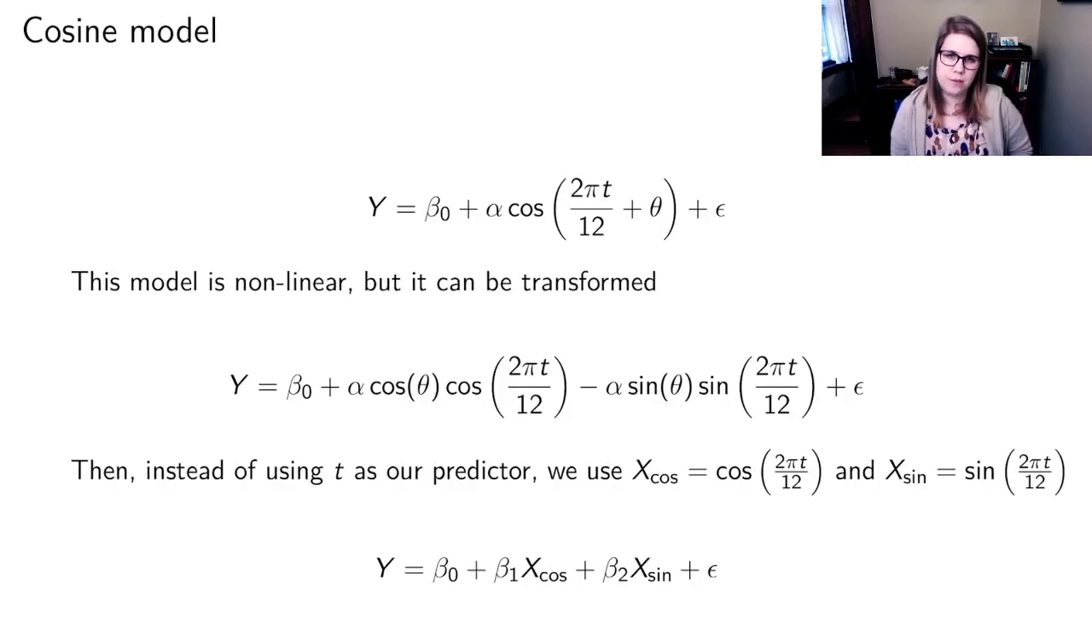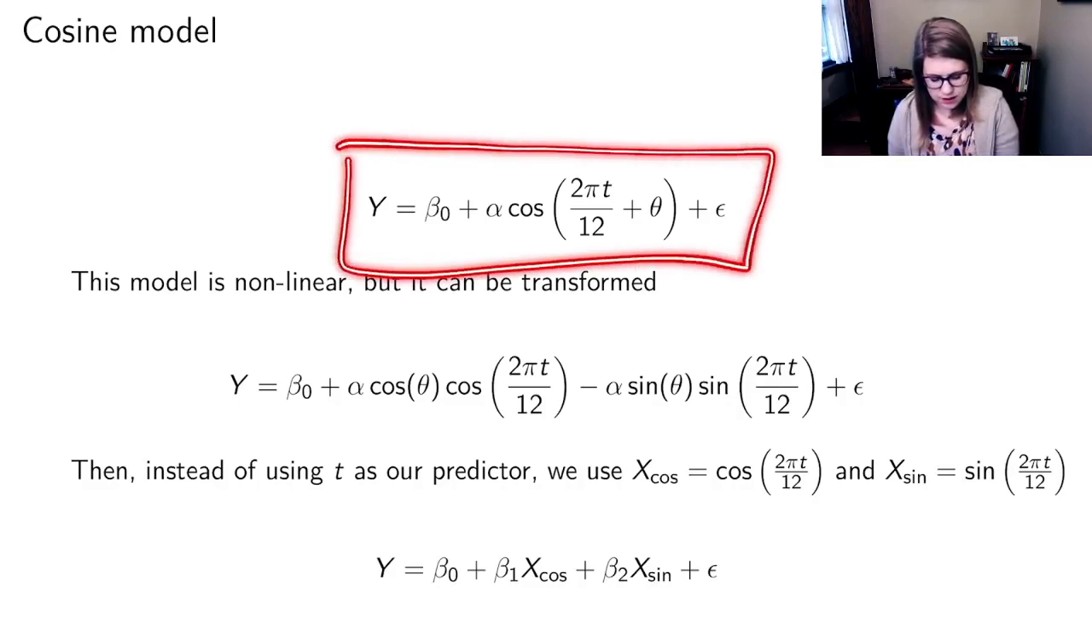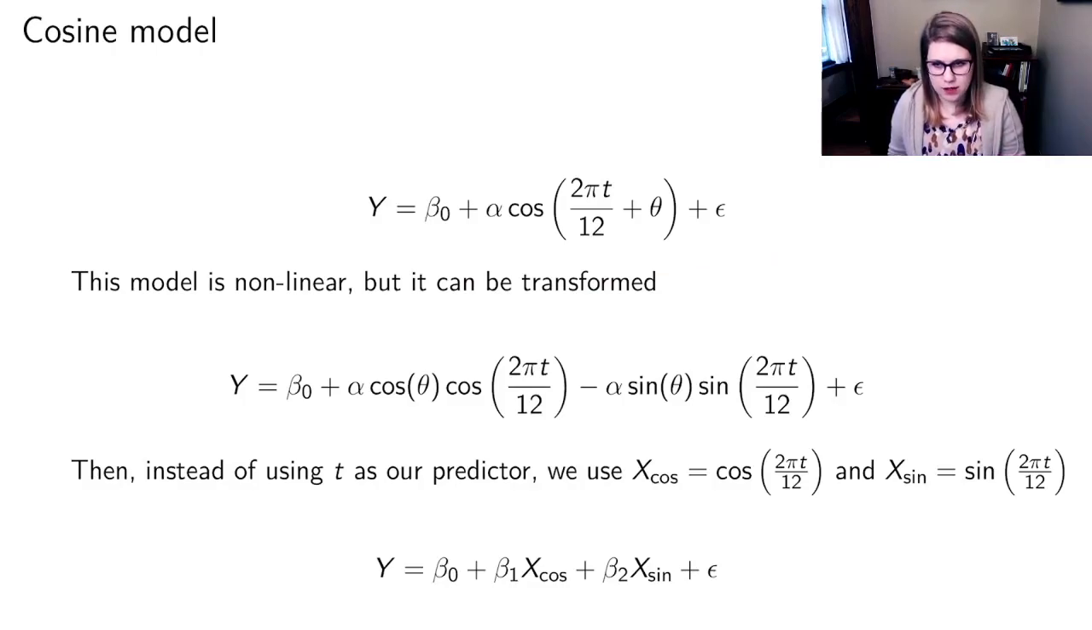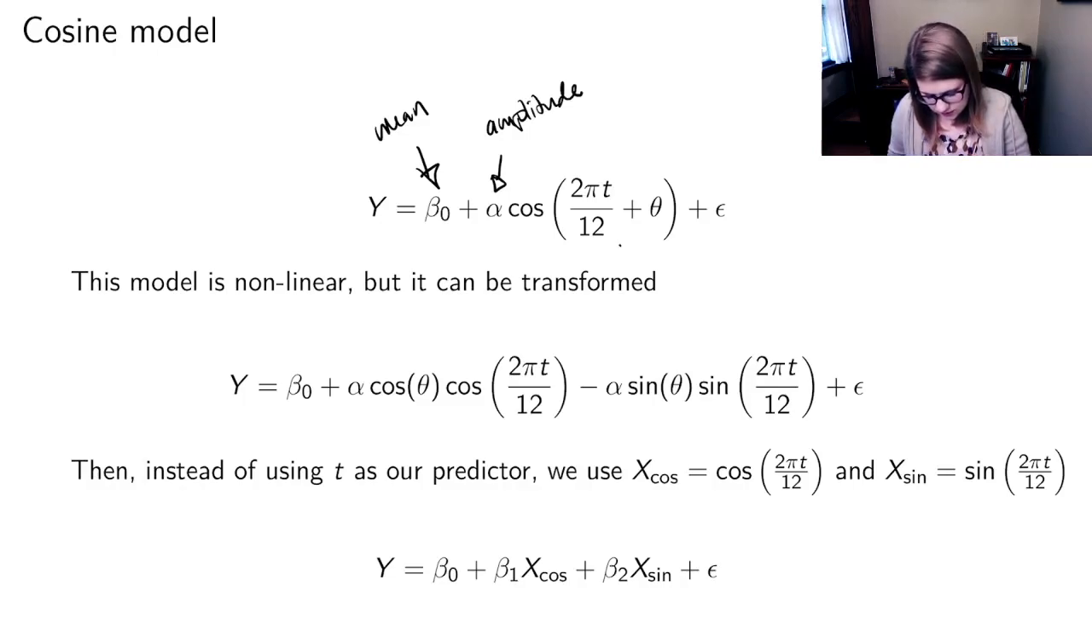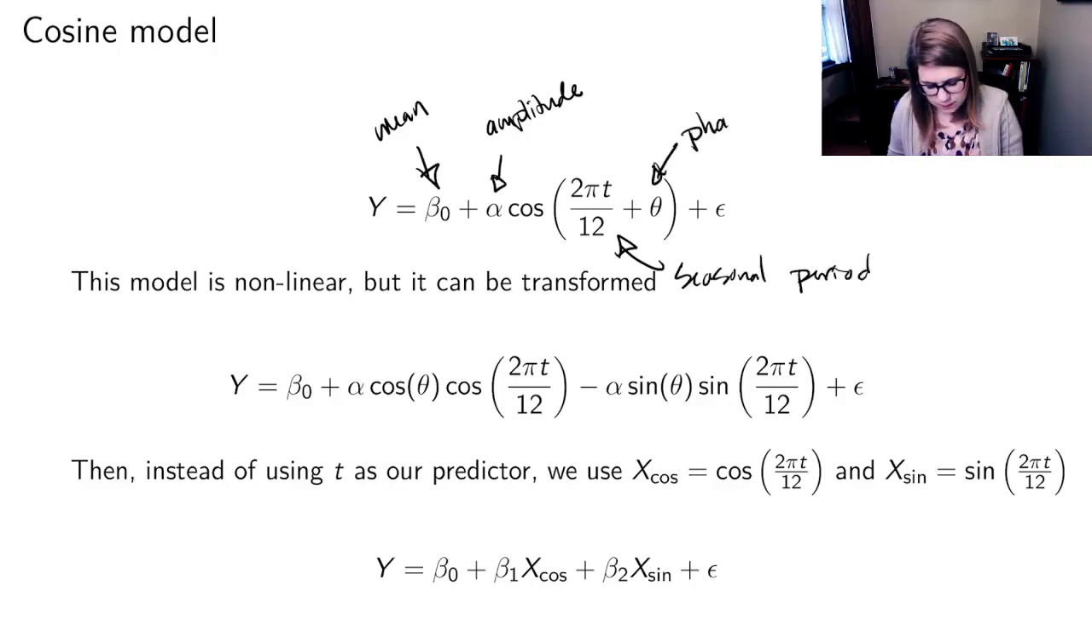So another modification on linear regression would be to use the cosine model. And so here's the form of the cosine model. This is a nonlinear model, and it has a bunch of parameters. It has the mean, and the amplitude, which is denoted by alpha. It's got the seasonal period, which is here, and it's got the phase angle, which is denoted as theta. And then, of course, it's got epsilon, which are the random errors.